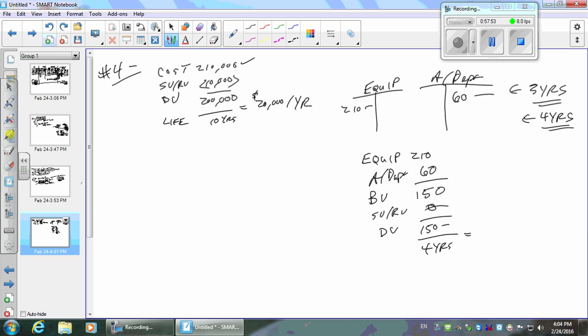So how much is that? 37,500. I guess I should have put 60,000 in here. It's going to be debit depreciation expense, credit accumulated depreciation every year for 37.5, huh?